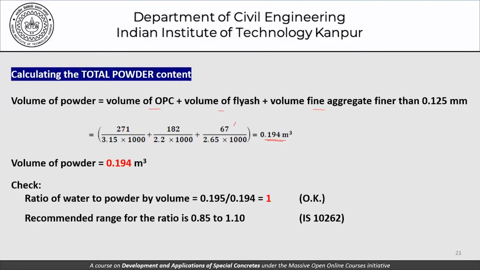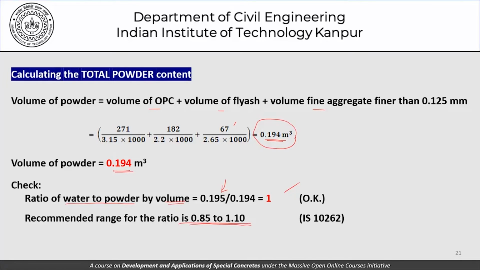So the 67 is contributing to this 194, and the volume of powder is 19% as far as the volumetric ratio is concerned. So now the ratio of water to powder by volume is 0.195 by 0.194. 0.195 is 195 kgs per cubic meter of water that we started with, and 194 is what we got here, and that is how we can calculate the water powder volume ratio, and it's acceptable to us because the normal range recommended as far as the water powder ratio is concerned is 0.85 to 1.1.